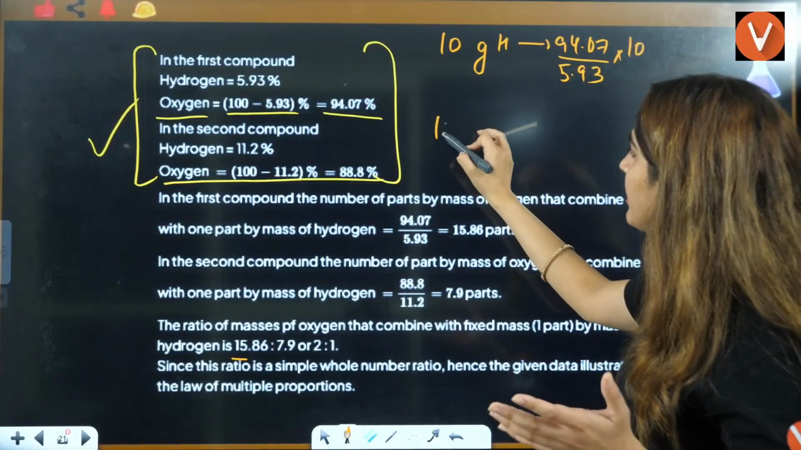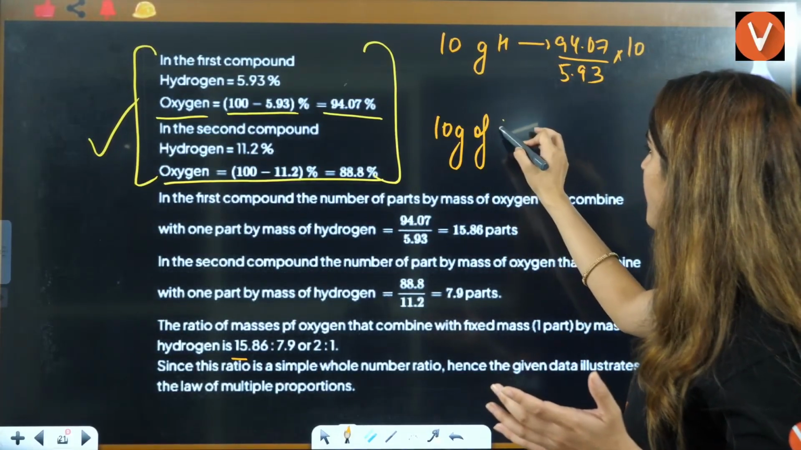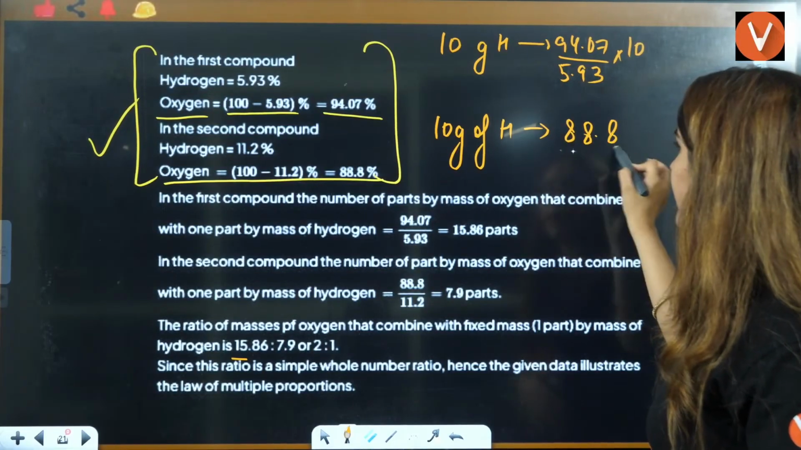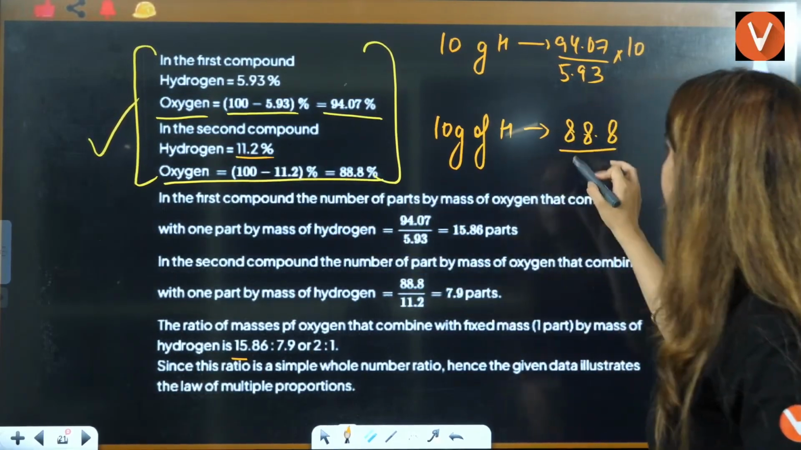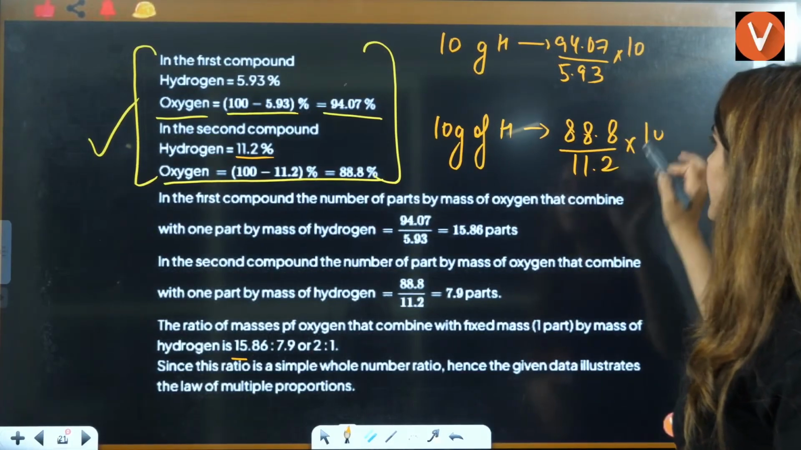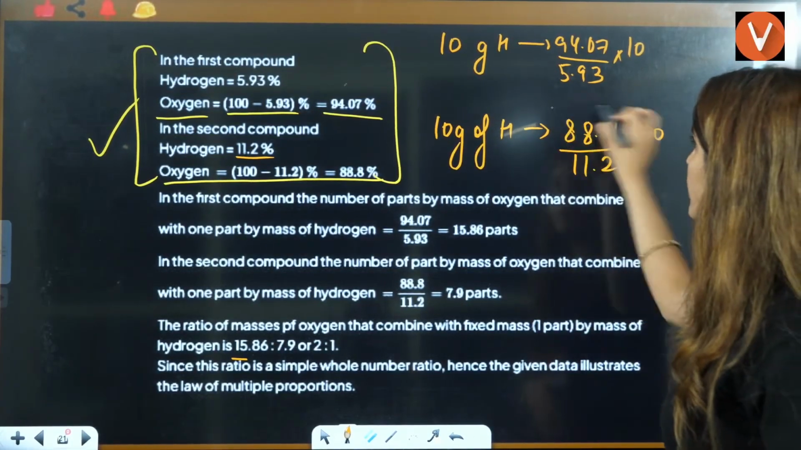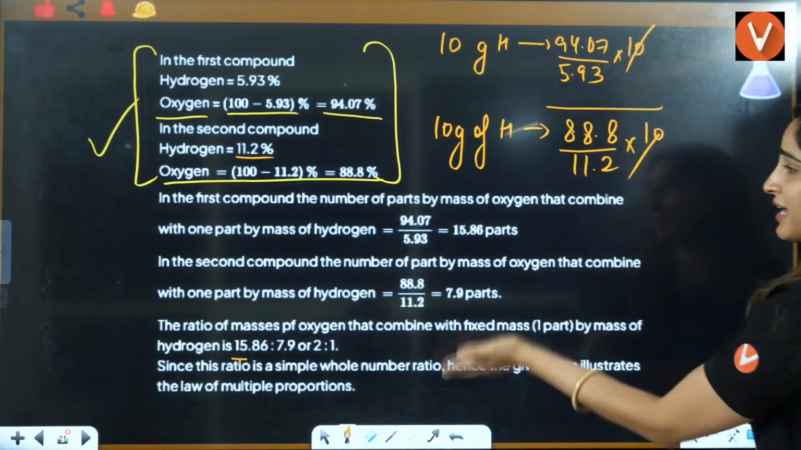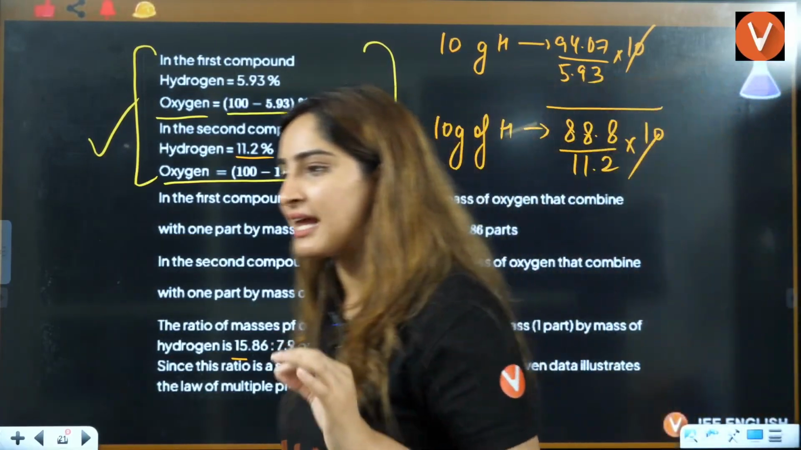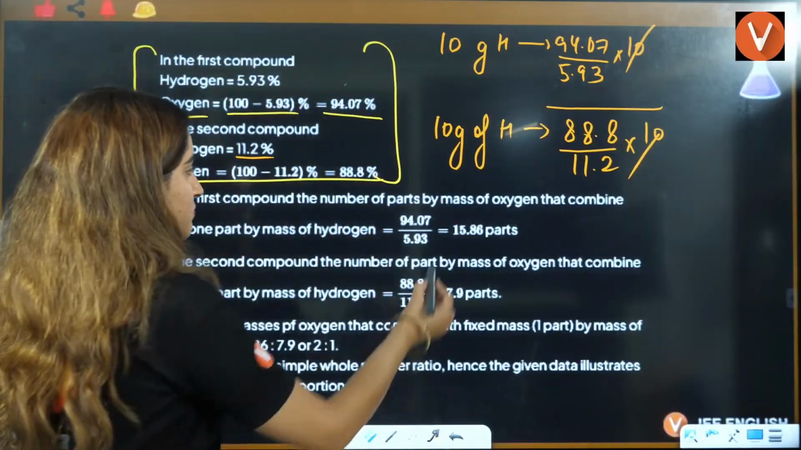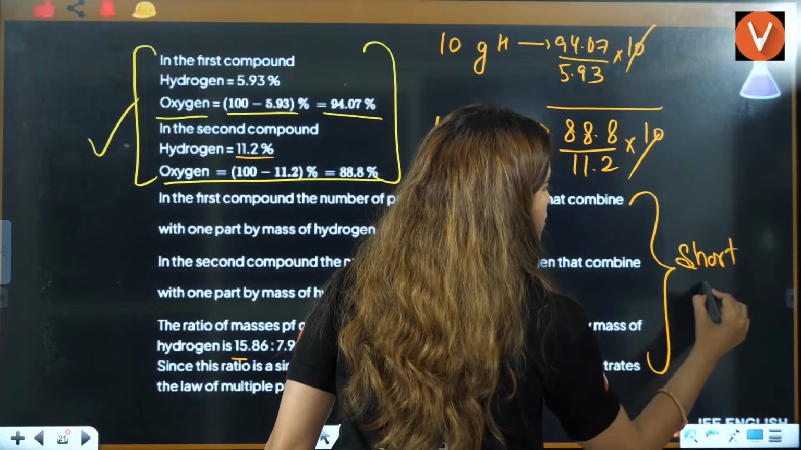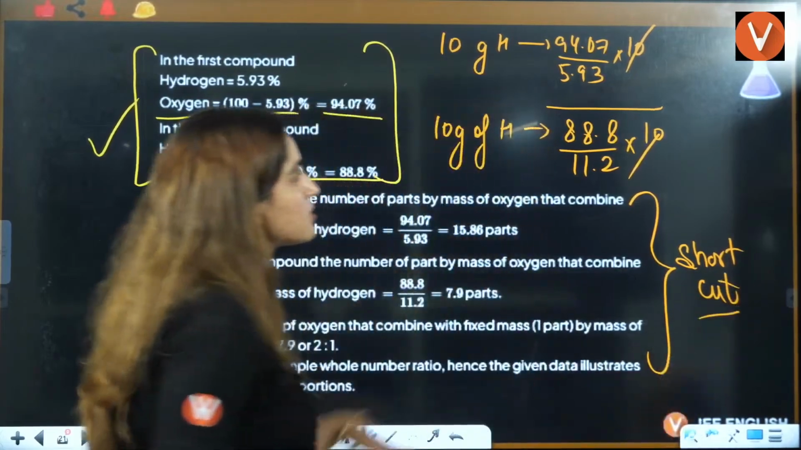So similarly, in the second case, for 10 grams of hydrogen, it is going to be the percentage of this divided by the amount that we had before, 11.2 multiplied by 10. Now you take the ratio, you are going to have the same thing here, right? So I'm just telling you, this is the shortcut method. This is the shortcut, right? This is the long cut.